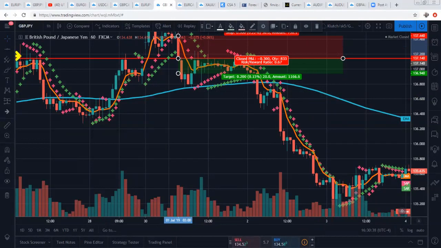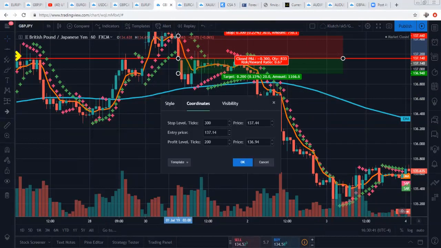And guess what? I come back in here, and this is my original 137.14, and they take off the 0 because it's after the point. This is 30 pips away. This is my stop loss right here. See, it says stop level ticks. That's my stop loss number, 137.440. And this here is 20 pips away from this number. This is my take profit number, which is 136.94.